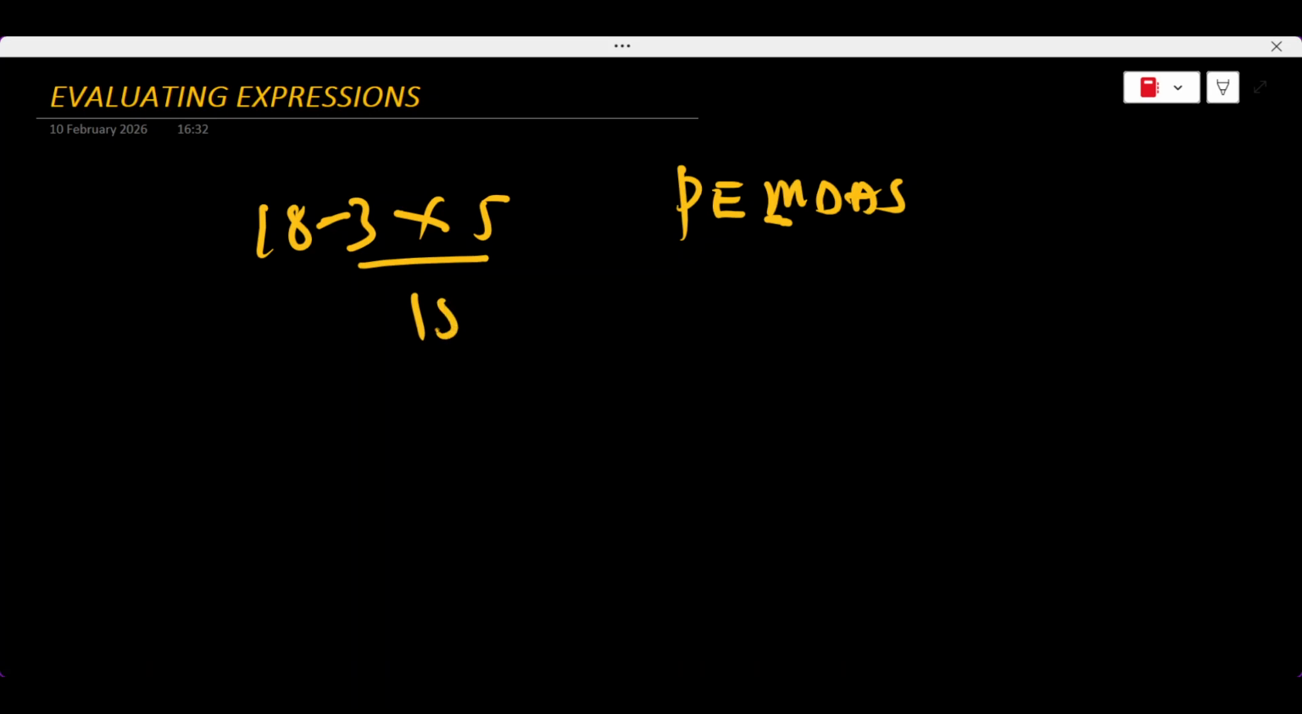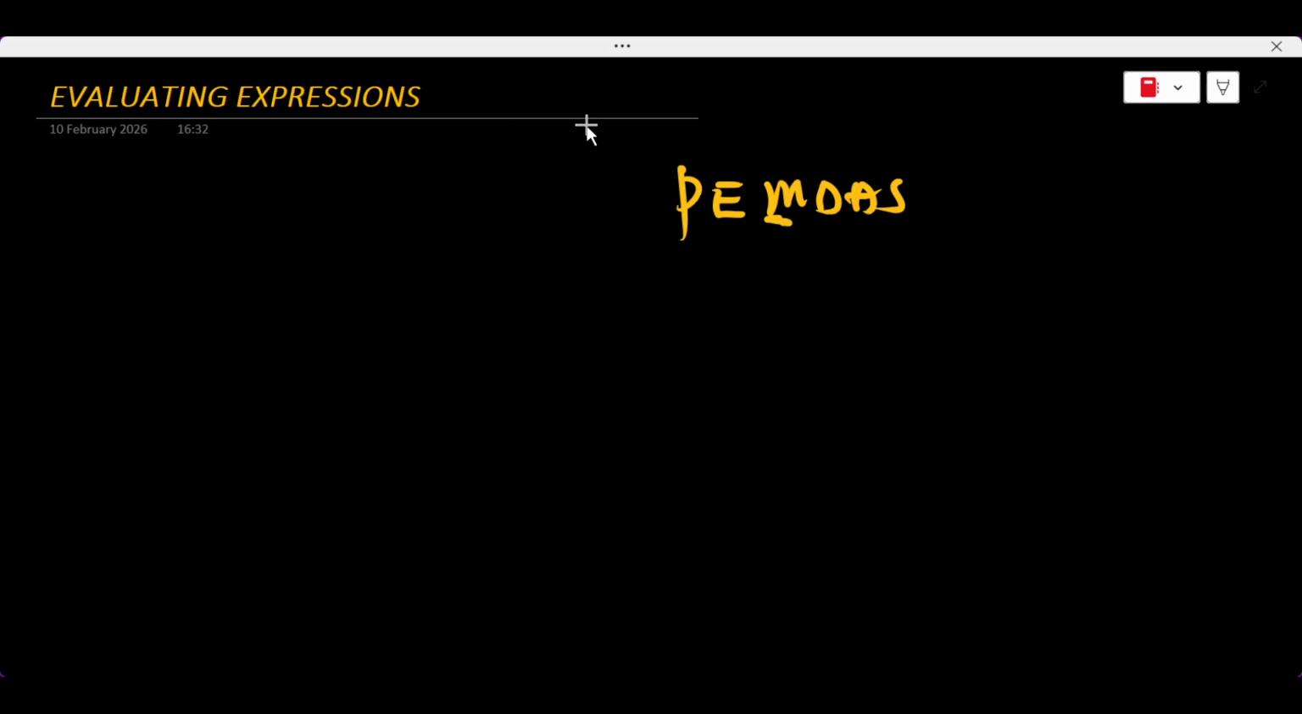Example number 2, we have 18 minus 3 times 5. So still using what? PEMDAS. Now we don't have parentheses, we don't have exponents, but we have multiplication. So we solve that first. 3 times 5 is 15. Then you bring your 18 minus. And 18 minus 15, we have 3. That's our final answer.